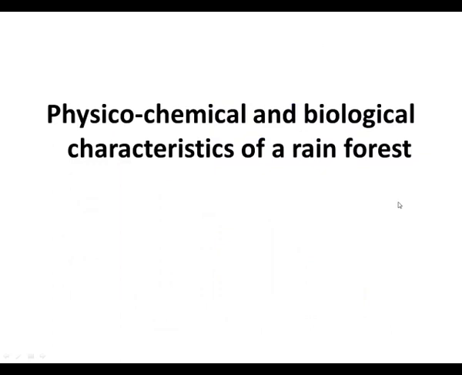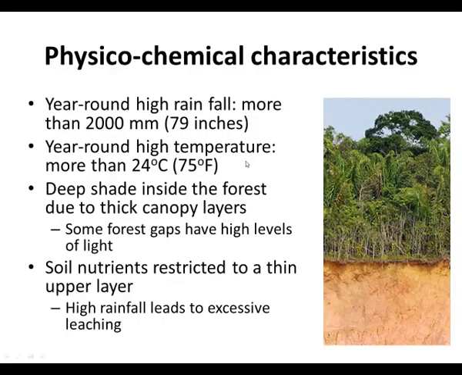Okay, so let's talk a little bit more about the physicochemical and biological characteristics of a rainforest. What makes a rainforest a rainforest? Okay, so I'm repeating things again. One of the major features is year-round high rainfall, typically more than 2000 millimeters. And also year-round high temperatures, typically around 75, and there's no significant seasonal variation, right?